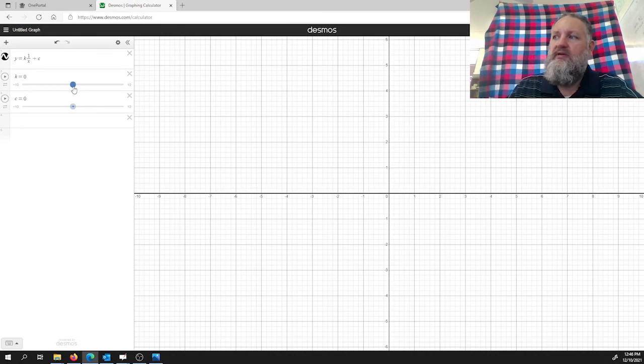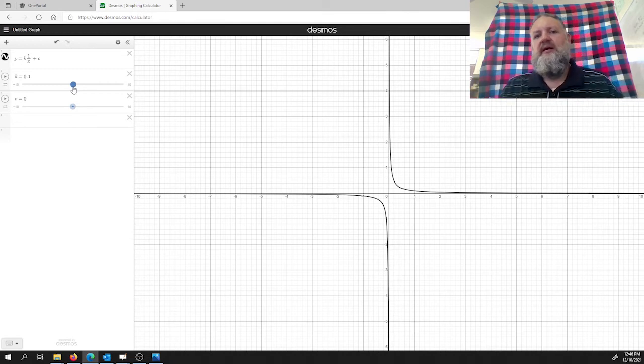When k is 0 and it's forced to be into a straight line, it then does touch that x-axis. But for any other value of k, it doesn't actually touch the x-axis. It's actually referred to as an asymptote.